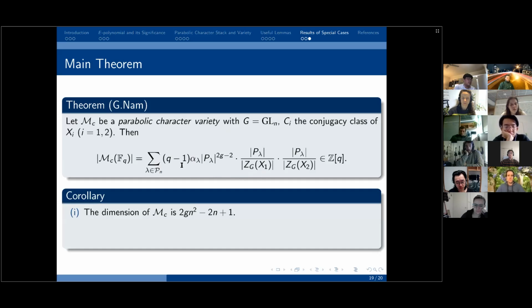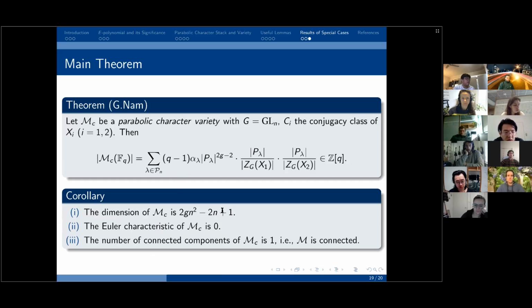So as a corollary, the dimension of this parabolic character stack is 2g times n squared minus 2n plus 1. And this one comes from this term. And its Euler characteristic is 0 because by replacing q with 1, every term vanishes. And we can easily compute that its leading coefficient is 1. So in this case, sorry, this is M_C. This parabolic character variety is also connected.